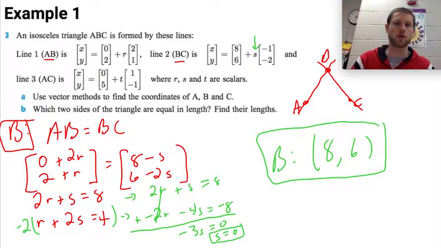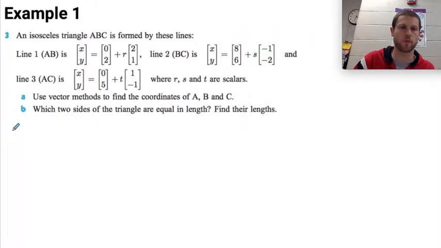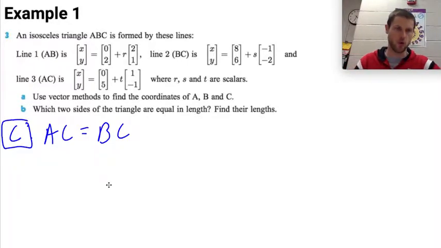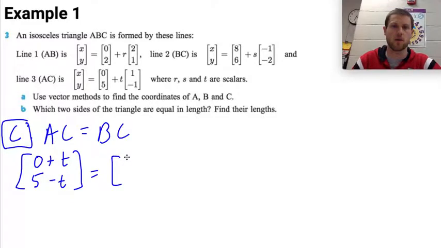Let's find coordinate C. Let's do this one in blue. So C is going to be the intersection of AC when that equals the line BC. This is going to find us coordinate C. All right, so once again, let's do the same thing we did before. 0 plus t, and then 5 minus t. This is my position vector for AC, and it is going to equal BC, which is 8 minus s and 6 minus 2s. I want to know when these two are equal.